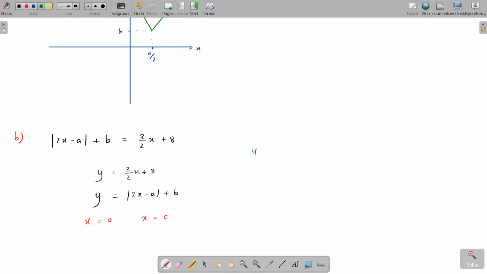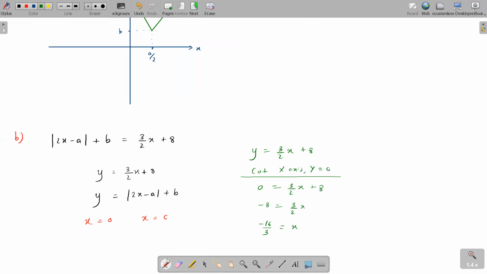So when I try to draw y equals 3 over 2x plus 8, what happens when you cut the x-axis? y is 0. When y is 0, you get 3 over 2x plus 8 equals 0, so minus 8 equals 3 over 2x. Check my simplification. I get minus 16 over 3. Is that correct? That is the x-axis cutting point.